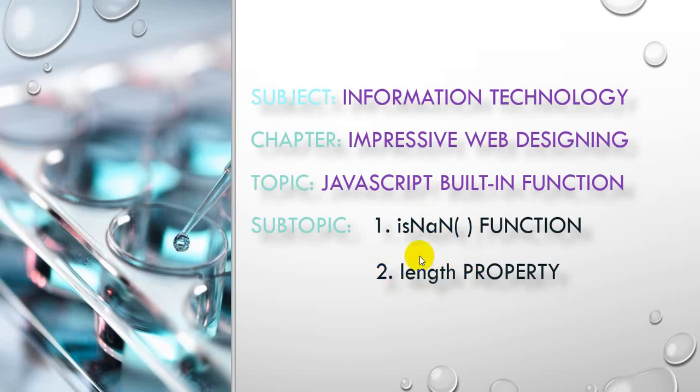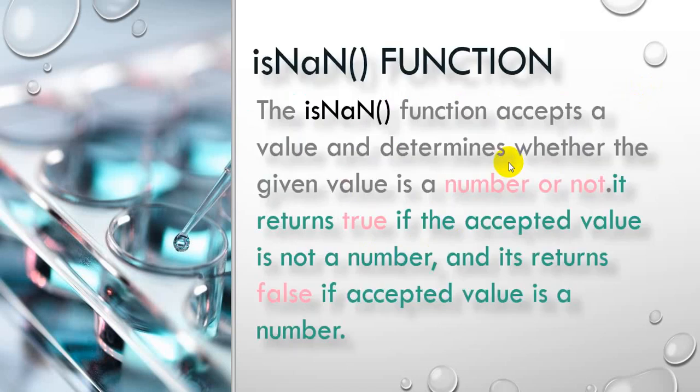So now we are moving toward what the isNaN function is. We will see some definition, some meaning, then we will move to our practical part, in which we will see how this function performs in our programming. So let's have a look at some description regarding the isNaN function. The isNaN function accepts a value, as I just told you, and determines whether the value is a number or not.